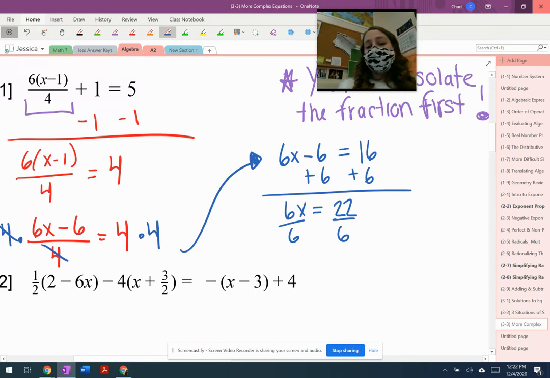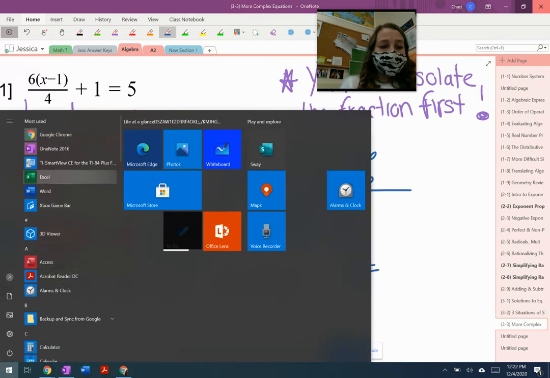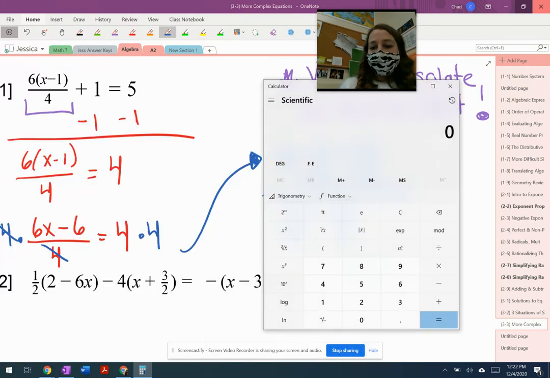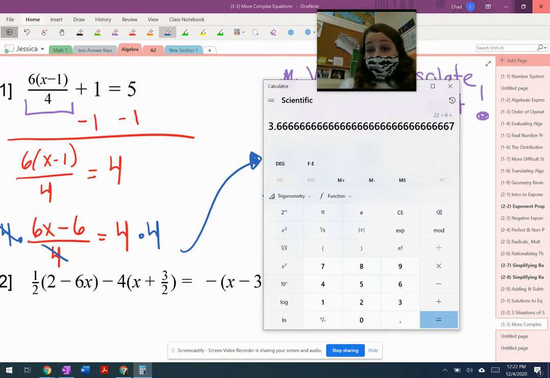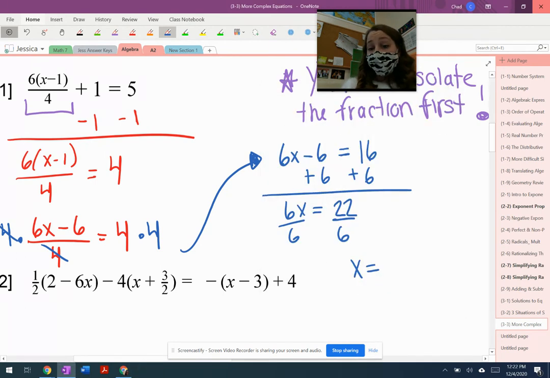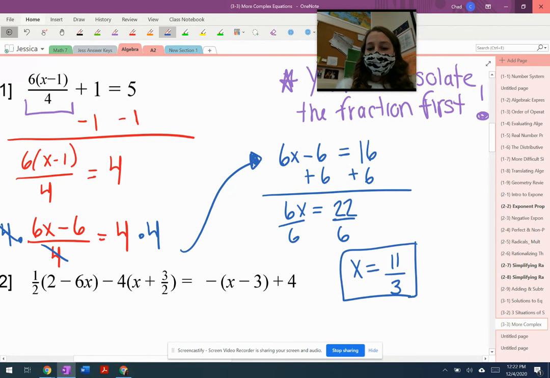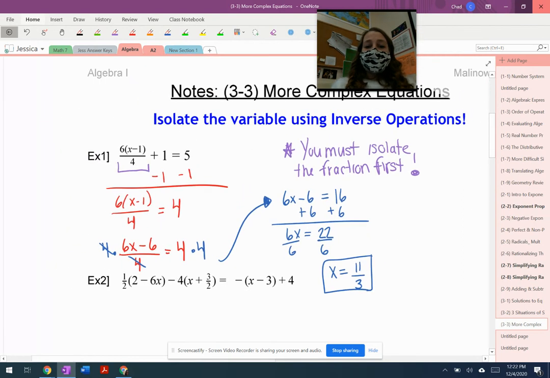And this is where you can jump to your calculator. I'm going to go to my baby calculator real quick because it doesn't take that long to load. 22 divided by 6. That is a repeating ugly decimal, which means that you need to math frac that in your calculator, which would give you 11 over 3 as a final answer. And there is our first example.